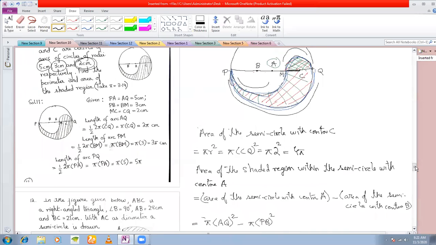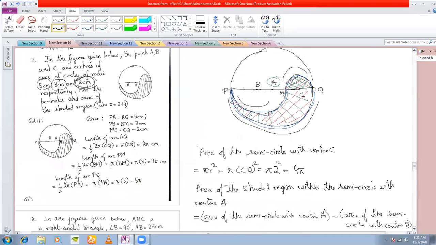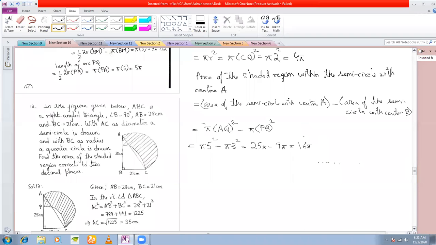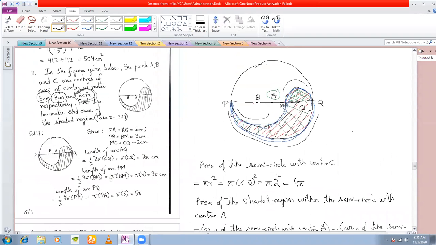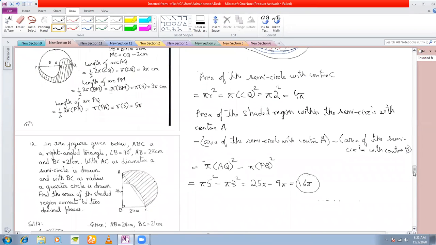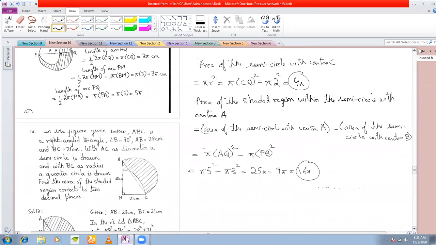Therefore, area of this part here is how much? We have found out this to be 16 pi. And what is the area within this semicircle? We have found out this to be 4 pi. So therefore, what is the total area? It is the sum of the two, 16 pi plus 4 pi, which is 20 pi.